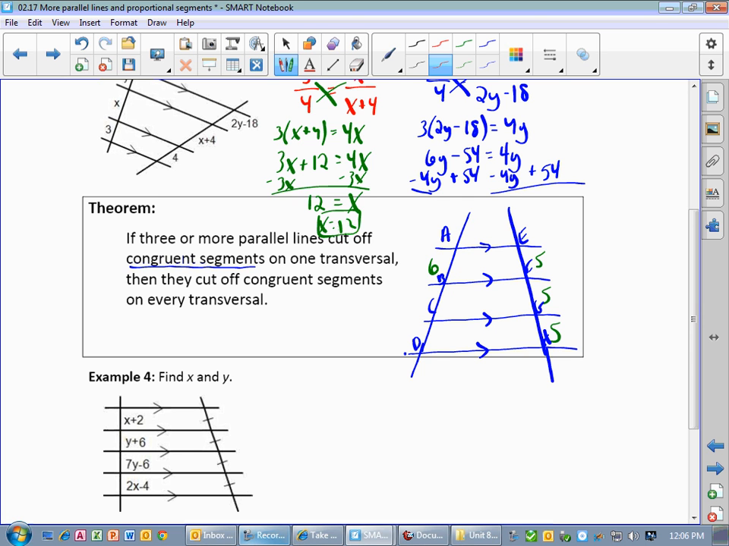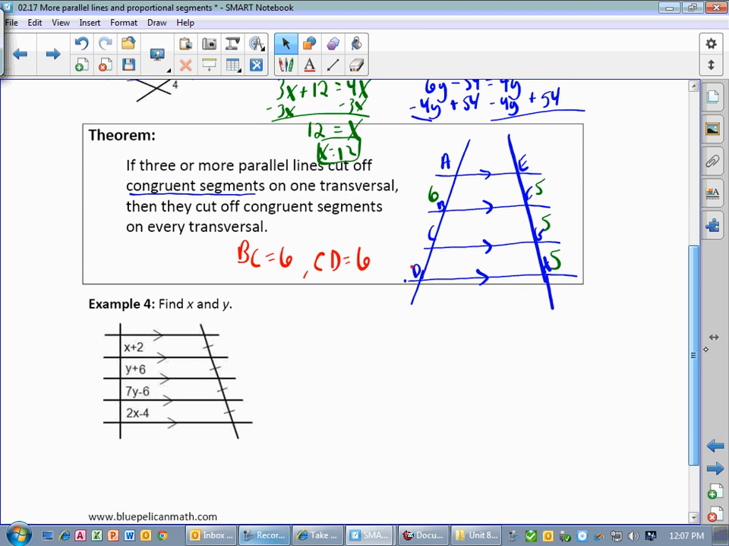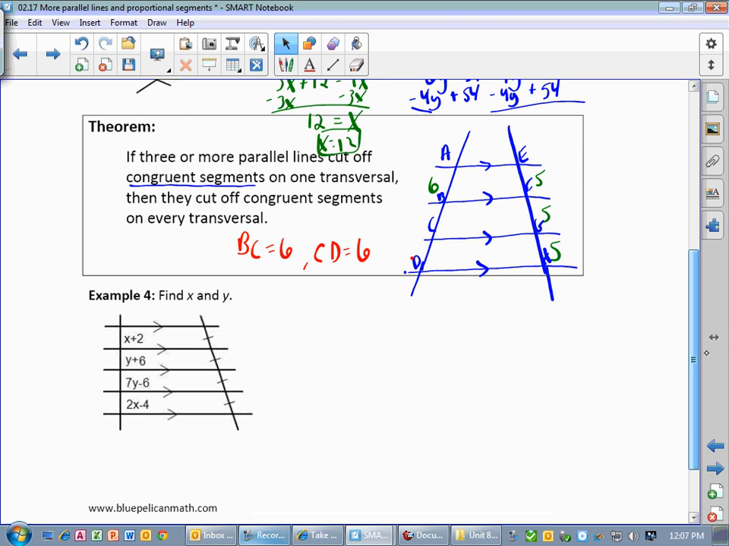Notice AB is 6, right? Because these are all congruent also. So that means BC is 6 and CD is 6. So if we know that some of these are congruent, that means all of them are congruent. So length of AB is 6. So look at how that applies here. What do these tick marks mean? It means they're congruent, which means all of these must also be congruent.